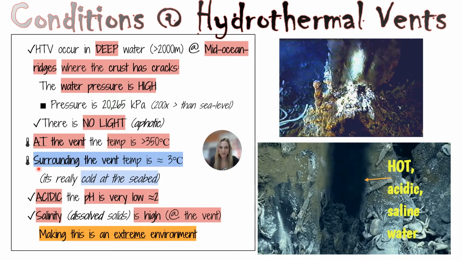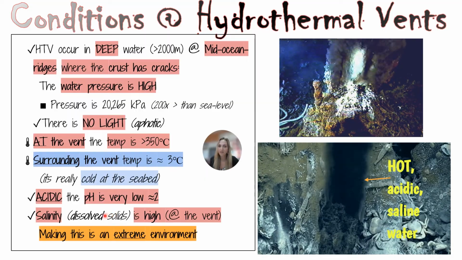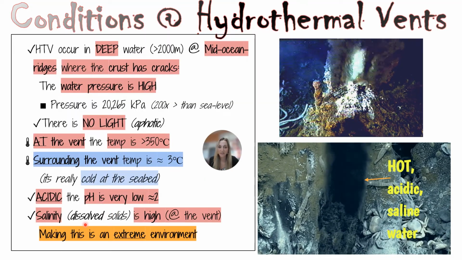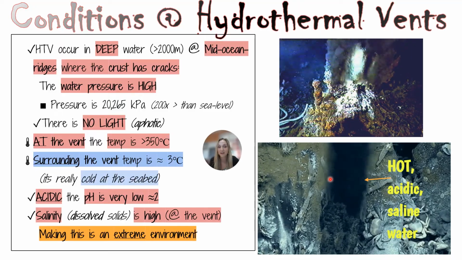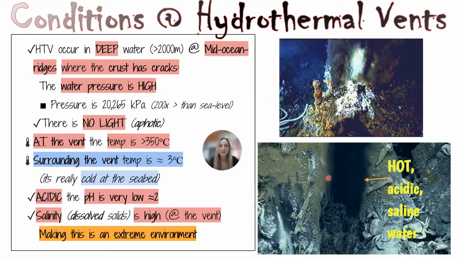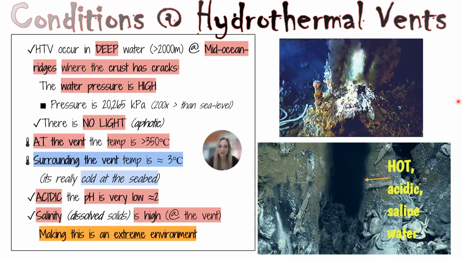It's really acidic just due to what's coming out of the vent from what was dissolved in the crust of the earth. The pH is about a 2, so the pH is very low. The salinity is very high because of all these dissolved solids coming out, and that's what you see coming out. It's not smoke or anything like that because it's not combusted, it's not on fire. This is the minerals from the crust of the earth that got dissolved by this very hot water. And this is an extreme environment.